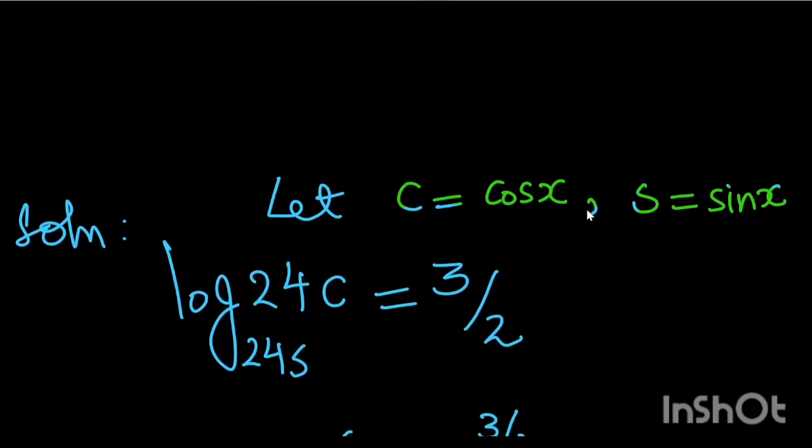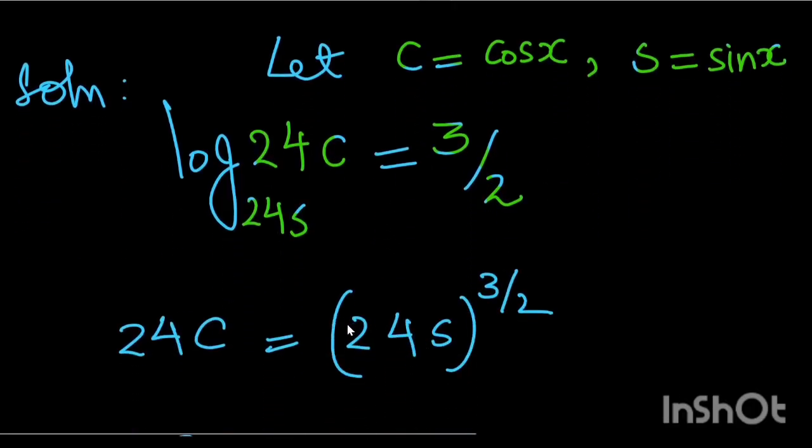This doesn't serve any purpose of any concept, rather it is good, it will aid in writing less. So base 24 cos, 24 sine, 3 by 2. The 24 sine will push 3 by 2 up in the power.